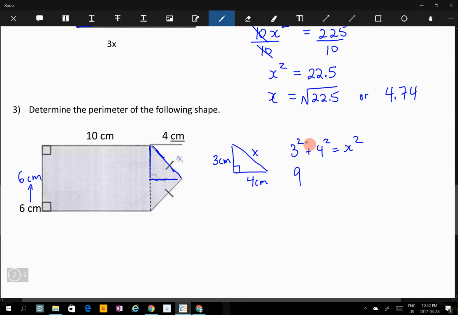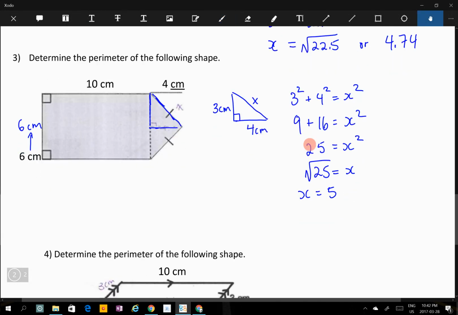Okay. 9 plus 16 equals x squared. 25 equals x squared, and the square root of 25 is equal to x. So the square root of 25 is going to equal x. So x is equal to 5.